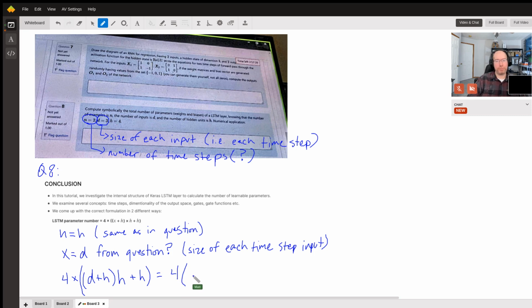yeah, so doing the numeric application, that would be 4 times D is 3 plus 4 times 4 plus 4, which would equal 4 times 28 plus 4, which equals 4 times 32, which would be 128. So I think that's right.